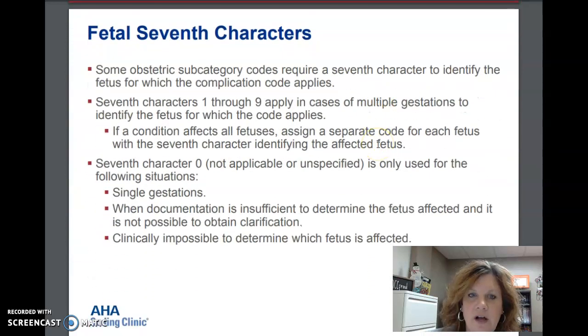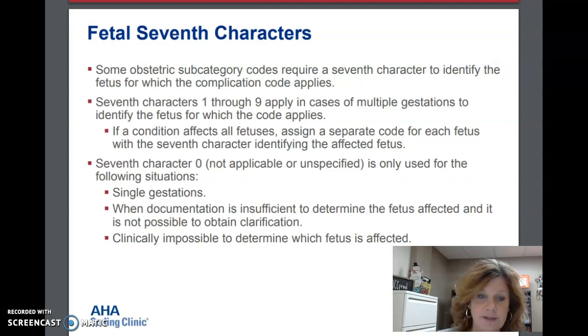Okay, the fetal seventh character. A lot of times we have a seventh character to identify the fetus for which the complication code applies. So we have seventh characters 1 through 9, which apply in cases of multiple gestations to identify the fetus for which code applies. So again, keep in mind, if I have twins, the doctor knows fetus 1, fetus 2. If there's an issue with fetus 1, that way you can put the diagnosis down for fetus 1 and make note of that.